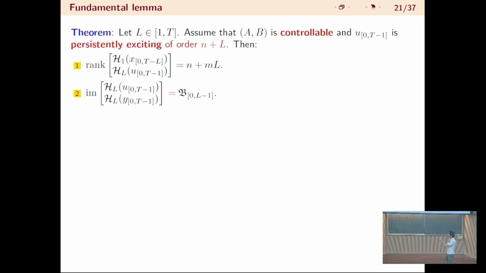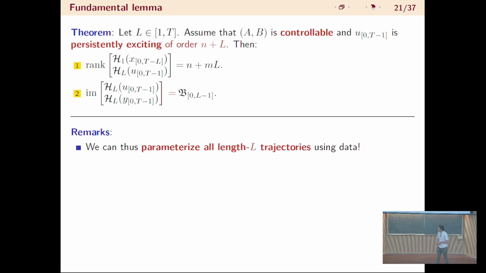So if your system is controllable and U is persistently exciting, then indeed the restricted behavior is exactly equal to the image of the Hankel matrix of the data. Great. And that means, item 2, that indeed you can parameterize all length L trajectories of the system. I do want to stress that this assumption of persistency of excitation puts a lower bound on the number of data samples that you need. An input can only be persistently exciting of order n plus L if T is sufficiently large, namely larger or equal to this number over here.